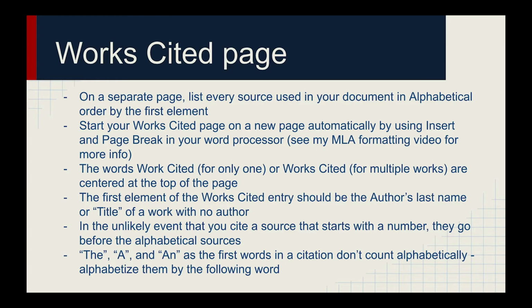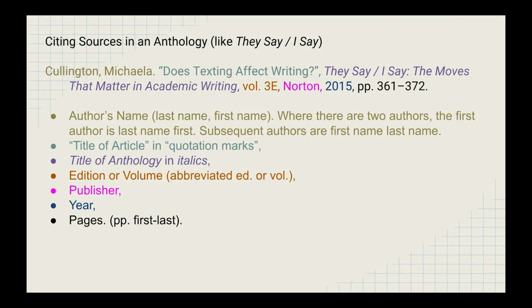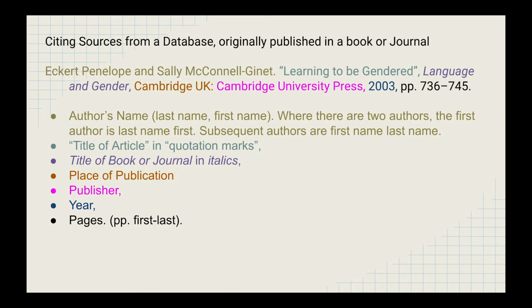Now let's look at the elements of the works cited entries. For an article in an anthology, like They Say, I Say, which is an anthology I used for a freshman composition in the past, the works cited is as follows. Author's name, last name, comma, first name, the title of the article in quotation marks, the title of the anthology in italics, the edition of the anthology, if applicable, the publisher, the year, and the letters PP followed by the pages of the article.